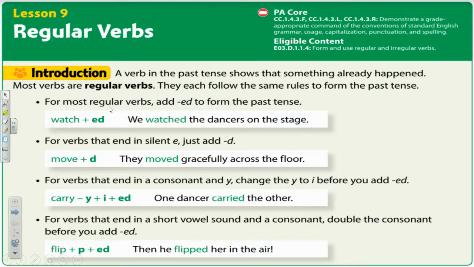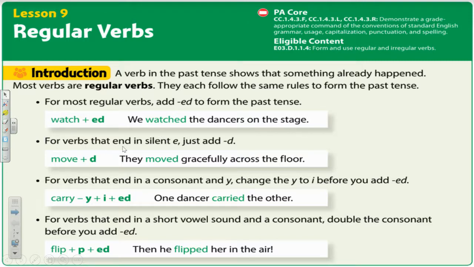So for most regular verbs, you simply add ed to form the past tense. If your verb is watch and you want to say that you watched something in the past, you simply add ed to the end. We watched the dancers on the stage.